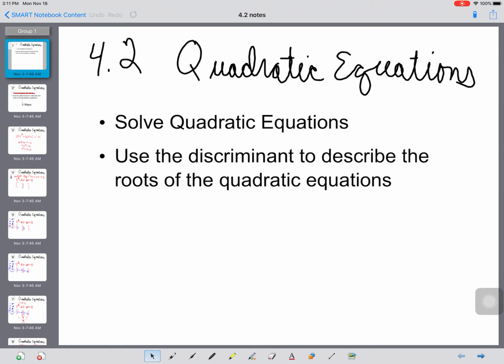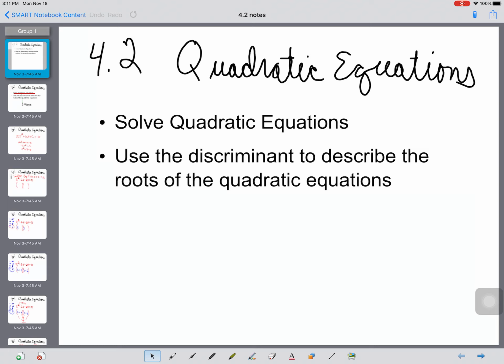This section is 4.2, dealing with quadratic equations. This is a huge concept. You've done quadratics in Algebra 1, you've done them a little bit in geometry, you would have done them a fair amount in Algebra 2. This is one of those topics that just keeps coming back up. So you need to be strong with it, you need to be confident with it, and know it well.